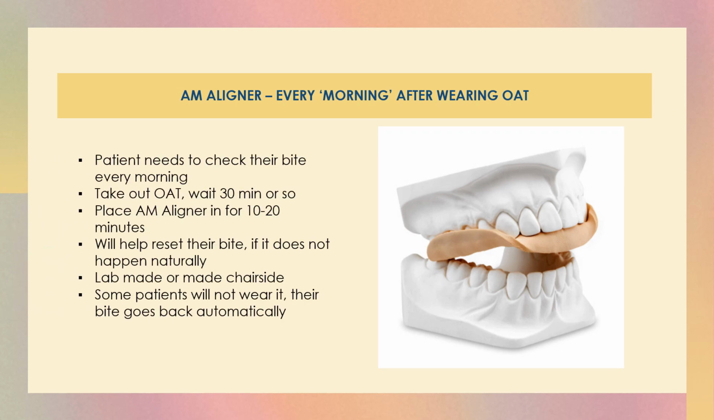So what we do is when they get up in the morning, they'll take out their oral appliance that they've been wearing to keep their airway open. So we know that jaw is in that forward position, and it's in that position due to the facial muscles. So we let them take that appliance out, let those muscles relax for about 30 minutes, maybe up to an hour. Then they'll get their little AM aligner. It can be called a deprogrammer. It can be called a bite check, whatever they want to call it. And then they're going to put it in their mouth.